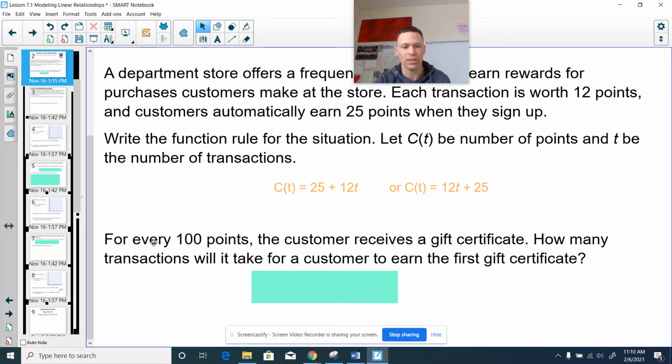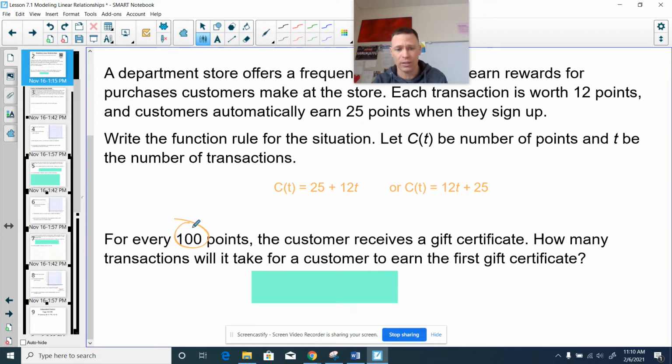So for the next question, it says for every 100 points, the customer receives a gift certificate. How many transactions will it take for a customer to earn the first certificate? So the question becomes here, well, what do we do with these 100 points? How do I use that in the problem to figure out how many transactions there are?